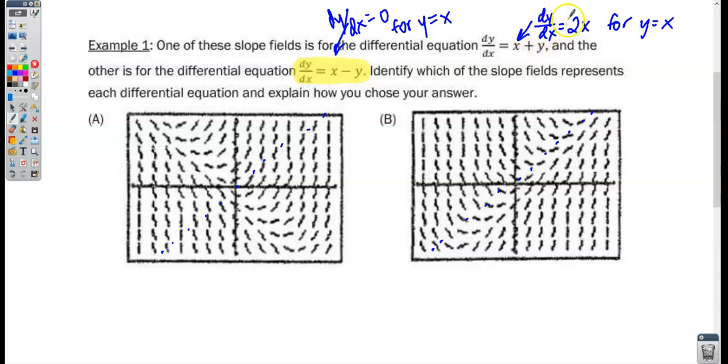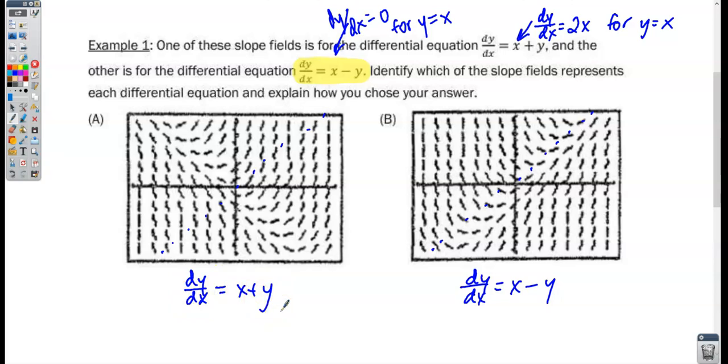And so for one of these slope fields along that diagonal, the slope lines should be getting steeper and steeper. For the other one, they should stay the same, close to 0. And if I look along this line, this one, it looks like the slope lines get steeper and steeper as we move from left to right along that diagonal. For this one, it looks like the slope lines stay the same as we move from left to right along that diagonal. And so I believe that this is the slope field for dy/dx equals x minus y, and this is the slope field for dy/dx equals x plus y.